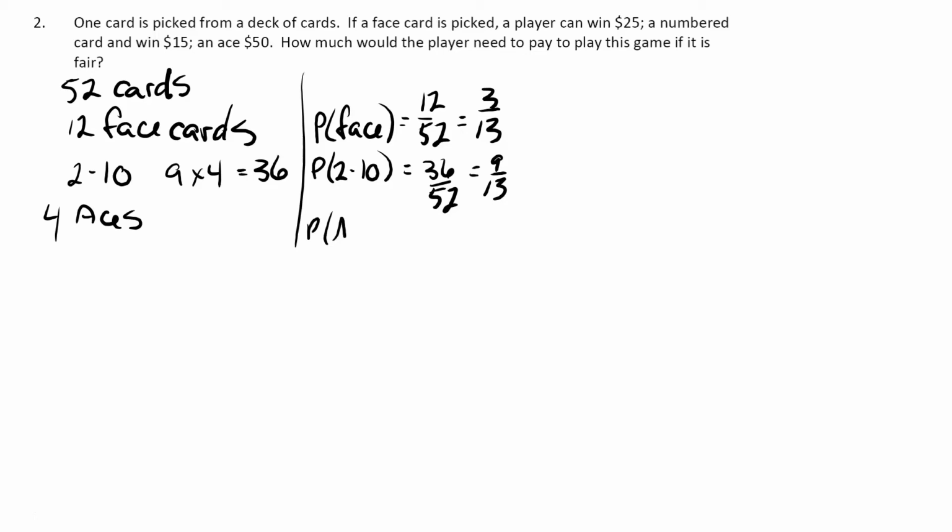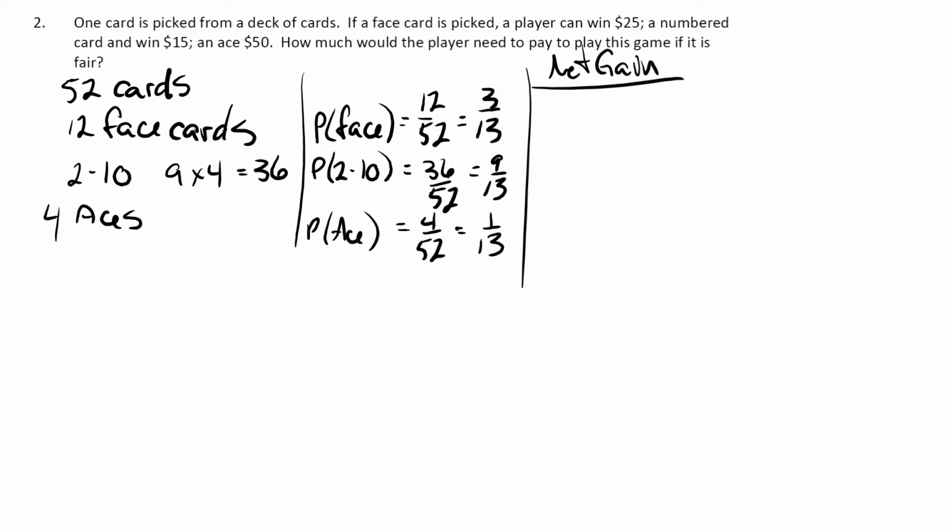And my probability of an ace is equal to 4 out of 52, which we reduce down to 1 out of 13. And if you think about it, this is fairly intuitive. There are 3 face cards in each suit, and there's only 1 ace in each suit, so you can see that it makes sense that you would have 3 face cards out of 13 or 1 out of 13 aces. Now let's look at net gain.